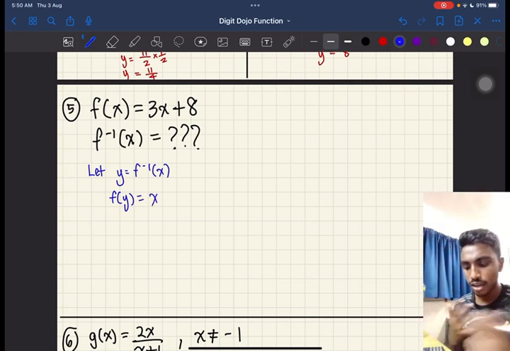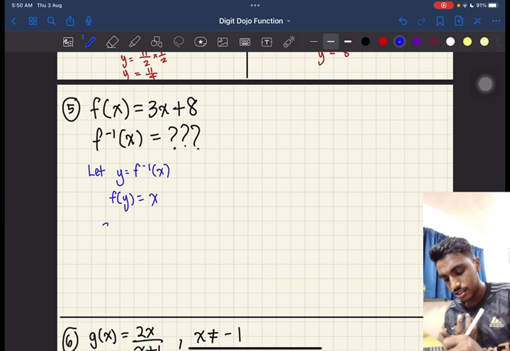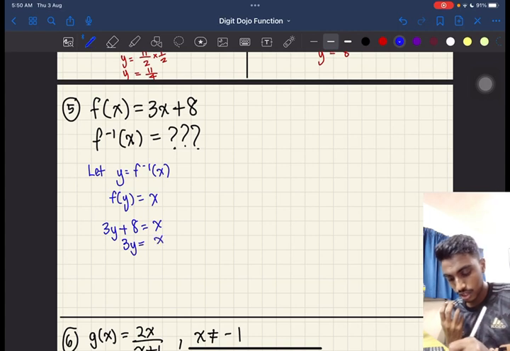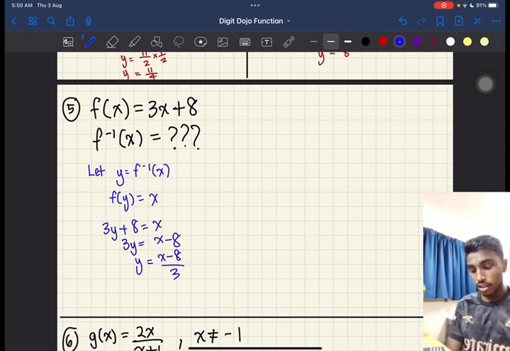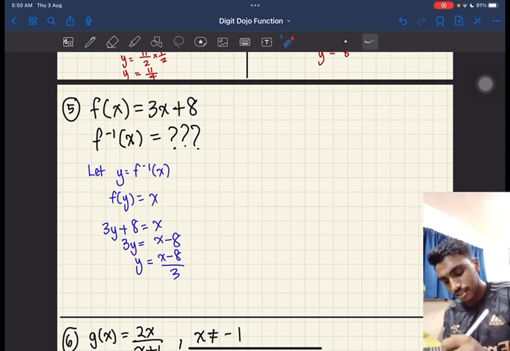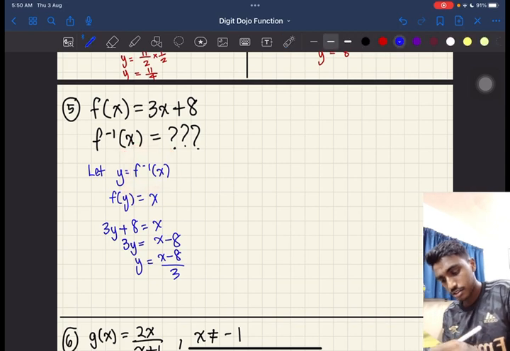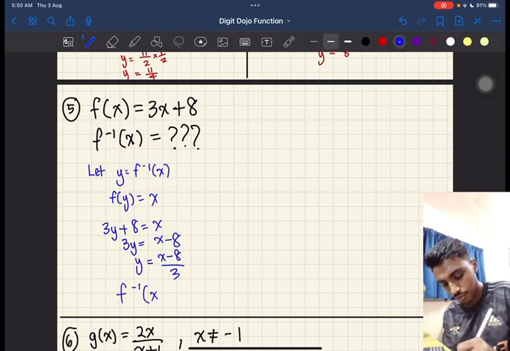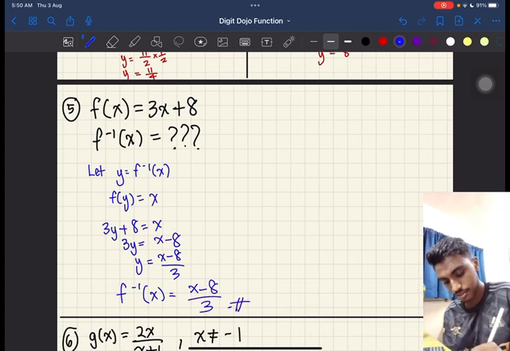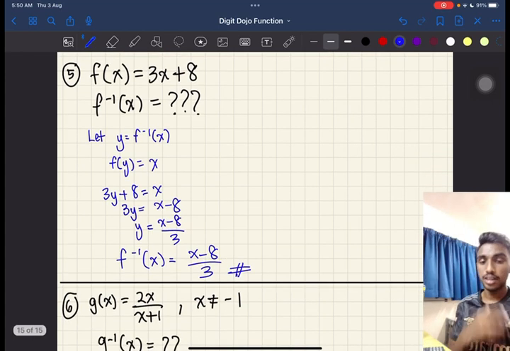What's your function for y? Just substitute: 3y plus 8 is x, and make y the subject. 3y is equal to x minus 8. Y is x minus 8 over 3. And we know that our y is the inverse function. So write it here: f negative 1 of x is x minus 8 over 3. It's your final answer.